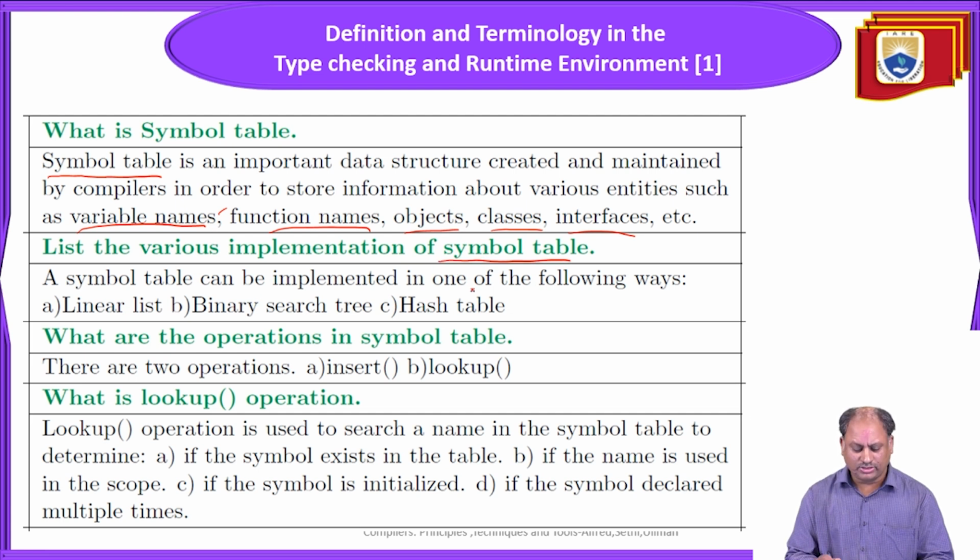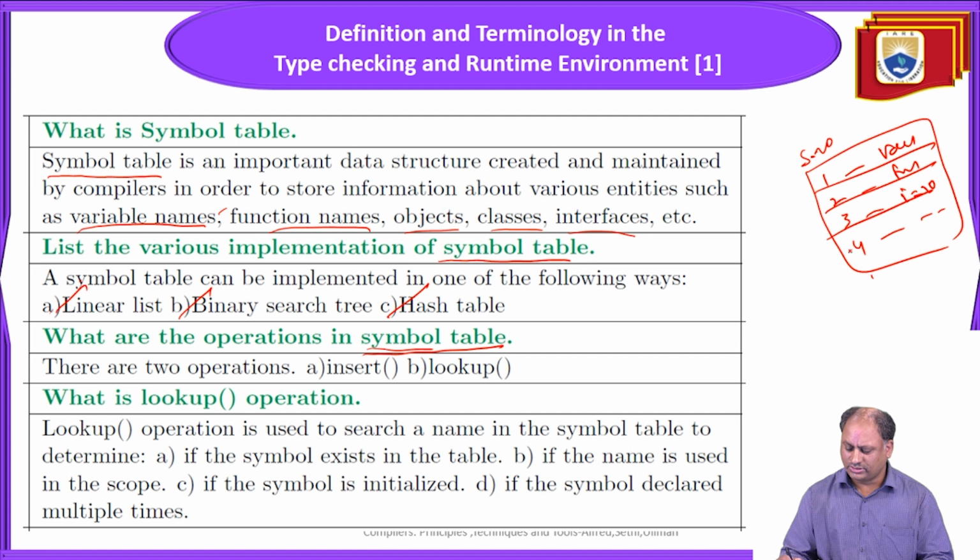List the various implementations of a symbol table. Generally we can implement it by using a linear list, binary search tree, and hash table. These are the ways to implement a symbol table. What are the operations which we perform on the symbol table? A symbol table contains several entries like serial numbers 1, 2, 3, 4. The first entry is a variable name or function name, or i equal to 10. We are going to write several entries in the symbol table, so these entries are to be recorded. Suppose I want to insert a variable name, I can use the method called the insert method. I want to verify whether the variable I declared exists in the entry or not. By using the lookup method, I can do that.